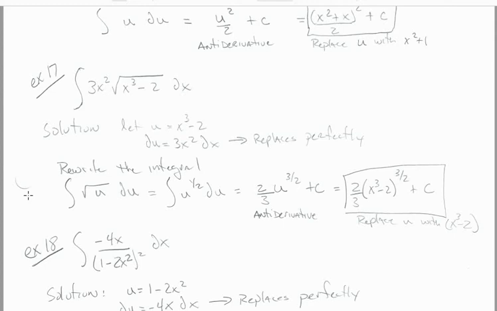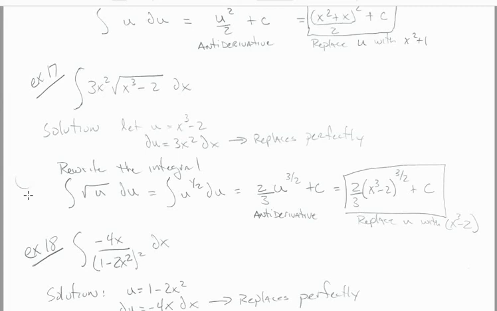So rewriting the integral, we have the integral of the square root of u du. So u's substituting back in, and du replaces the 3x squared dx. Since it's a radical, let's write the integral as the integral of u to the 1/2 du. We're going to take the antiderivative of that, which we have done multiple times. It ends up being 2/3 u to the 3/2 plus c, and then we substitute the value we chose for u, x cubed minus 2, back in for u.